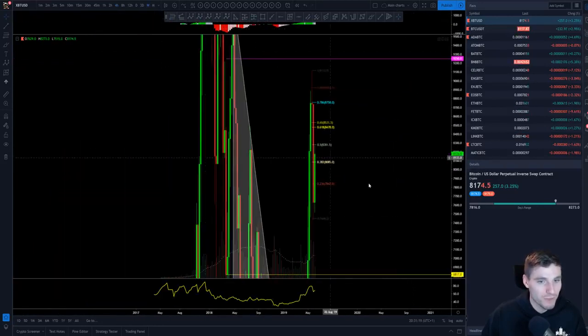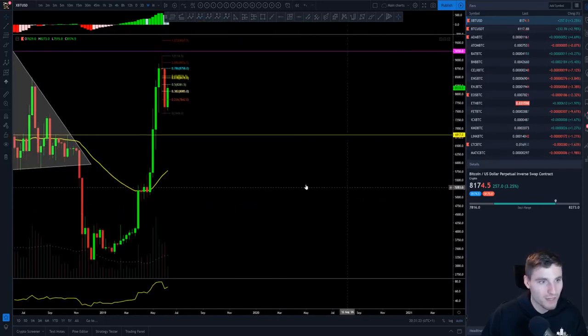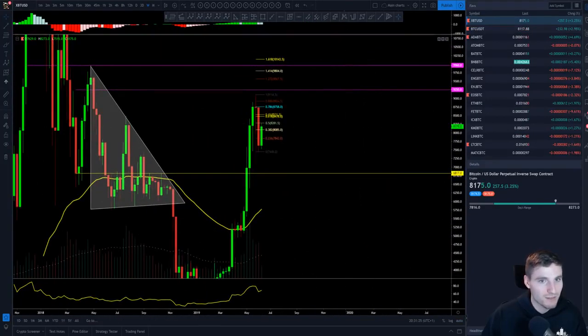Okay, so we were on weekly resistance. Let's just quickly add this back in. Okay, so we were looking at weekly resistance around here.